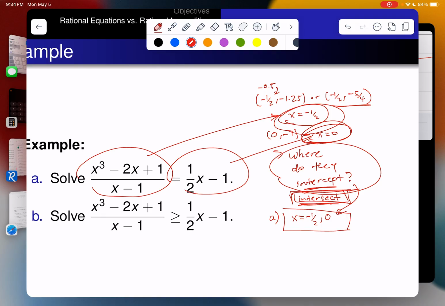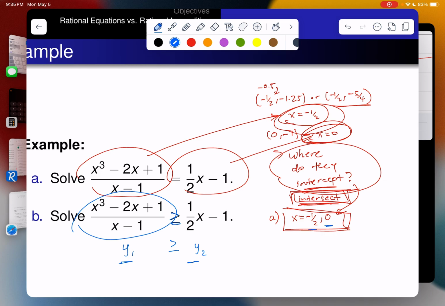Now, that answer from part A can actually be used in part B, because in part B, what you're trying to do is figure out this equation, which we put in y1, when is it greater than or equal to y2? So when is it above it? Because we're talking about the y, so when is it above it?